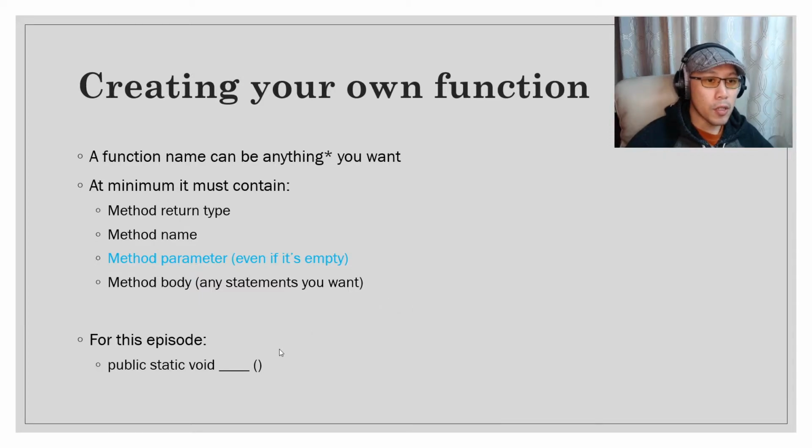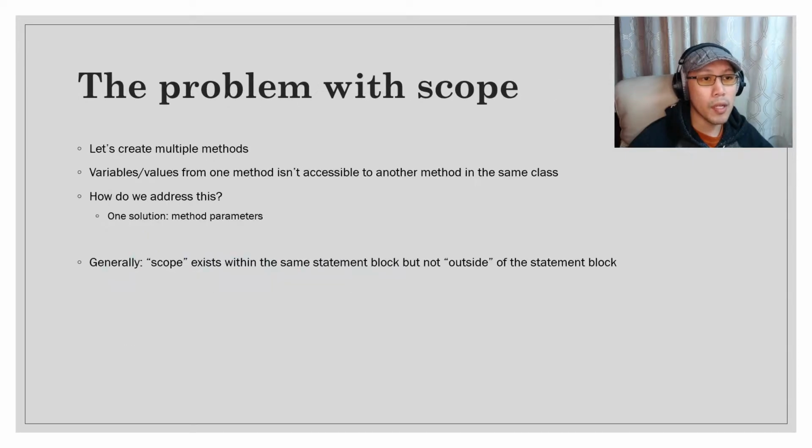For this episode, I will still be using the void return type. I'm not going to be exploring various return types just yet, but keep in mind that what you learn in this episode about the parameter list can be used for pretty much any type of method, including methods that have return types. All right. Now, let's first create multiple methods and explore what the problem is with scope.